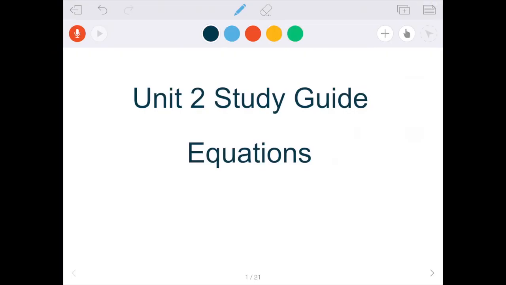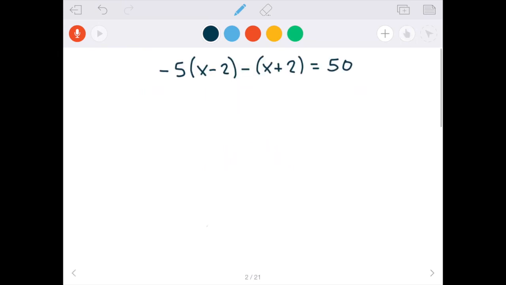Hi guys, in this video we are going to go over the Unit 2 study guide. Unit 2 was all about equations, and instead of solving the problems on the study guide, I'm doing it on this whiteboard app because the study guide didn't have a lot of space and I can write small with a real pen or pencil, but not so much with the stylus on the screen.